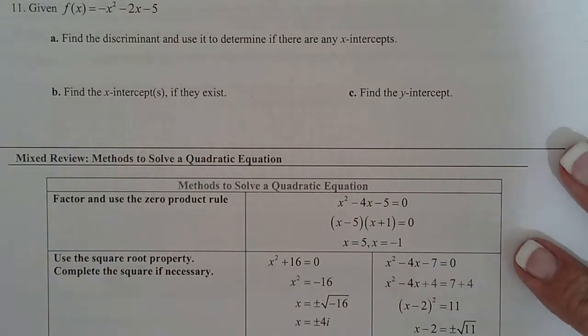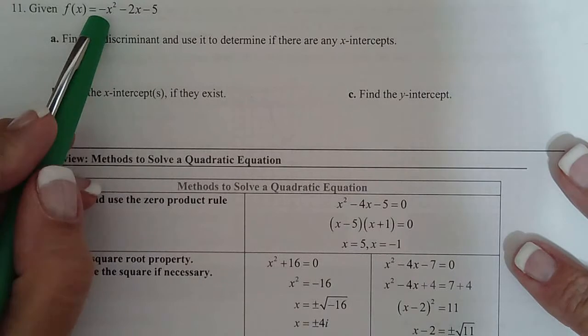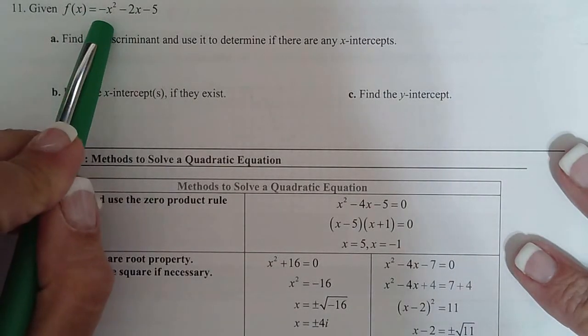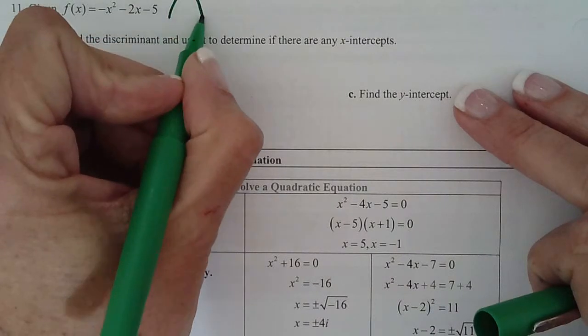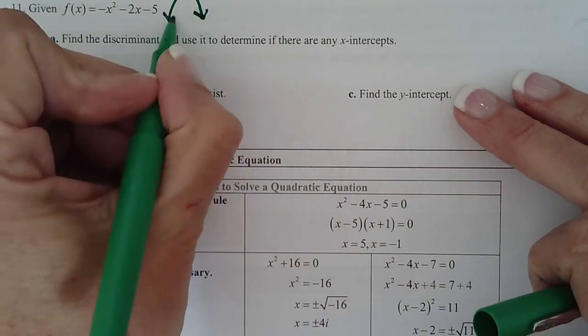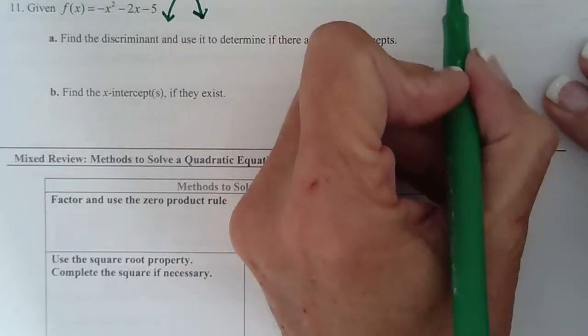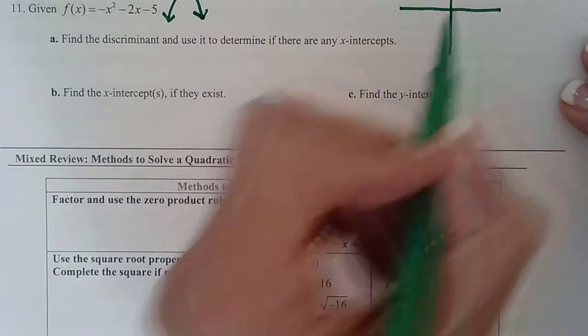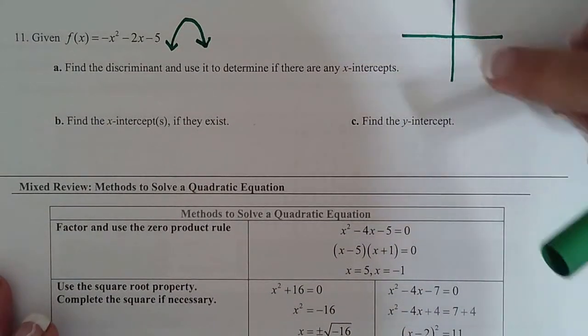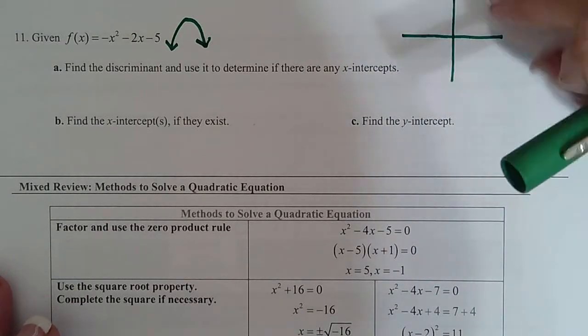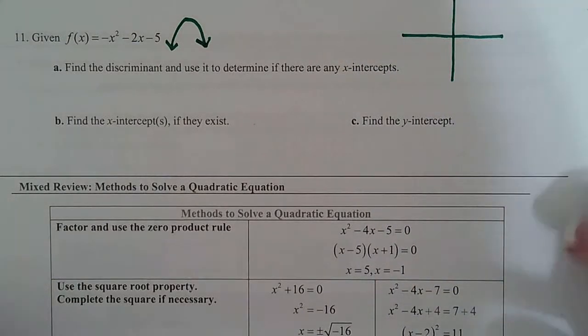So this parabola, because there's a negative, cups down. So I'm going to draw a little picture here just to remind myself of that. We'll draw a little axis here. So we know it cups down, but we don't know if it cups down here or up here. So let's go ahead and see.